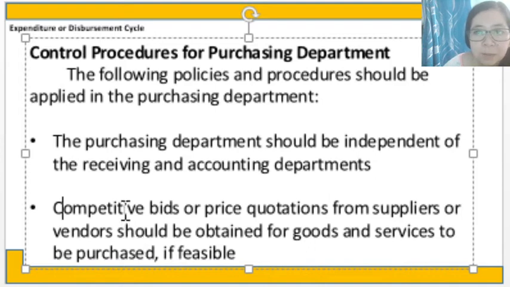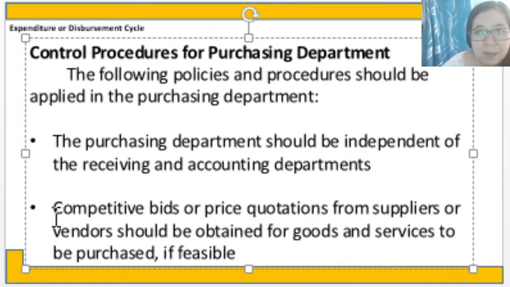So this is to avoid any internal arrangement between the supplier and the purchasing department, because normally if there are no bids and the purchasing department will just identify the supplier, then probably there might exist some sort of payment of commission by the supplier to the purchasing officer, okay, because in this case there was a sale transaction between the entity and the supplier without having to go through bidding or price quotations. So this is to avoid such instances as well, okay.